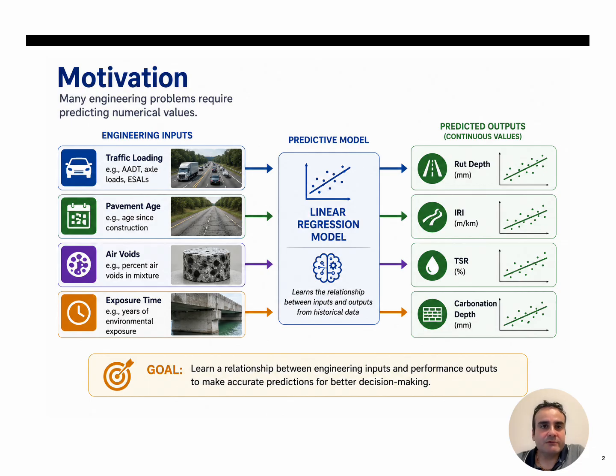Many engineering problems require predicting numerical values. In pavement and materials engineering, we may want to predict variables such as rut depths, international roughness index, tensile strength ratio, or carbonation depths. These outputs depend on several engineering inputs such as traffic loading, environmental condition, material properties, exposure time, and so on and so forth. The main goal of linear regression is to learn the relationship between these inputs and the performance output so that we can make accurate predictions for decision making.